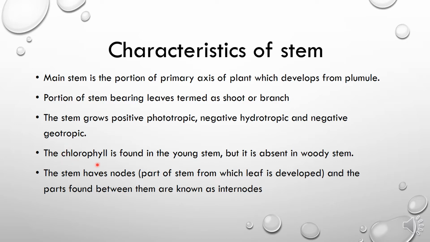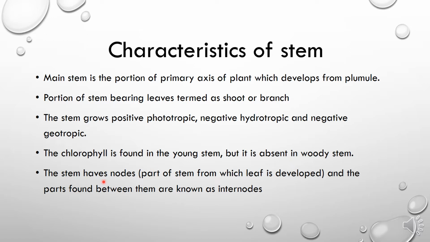Chlorophyll is found in the leaves. The major part in which chlorophyll is found is the leaves, but when the stem is young and green, chlorophyll is also found in it, though it is absent in the woody stem.